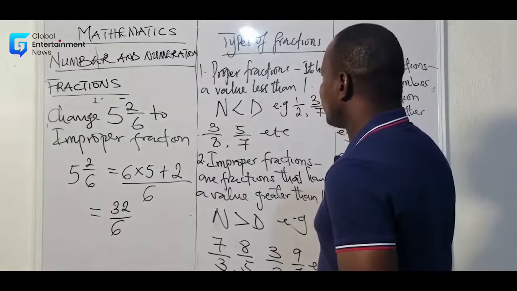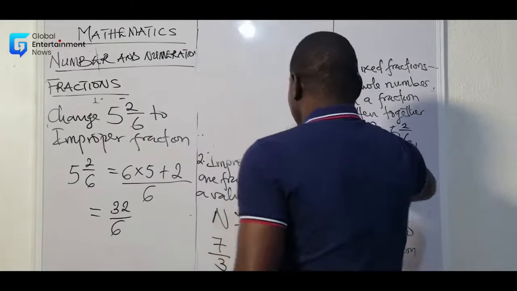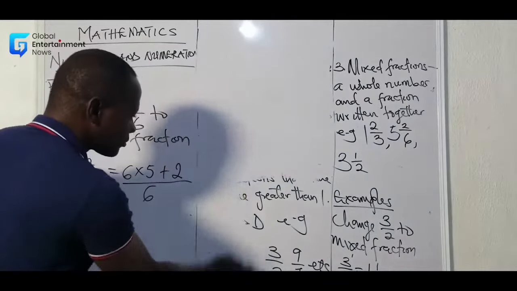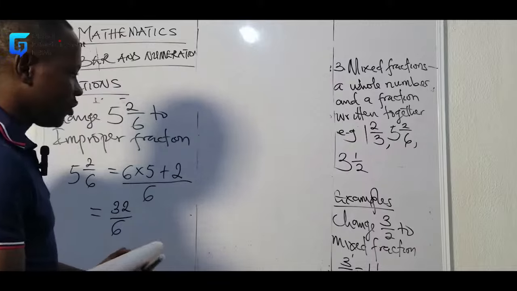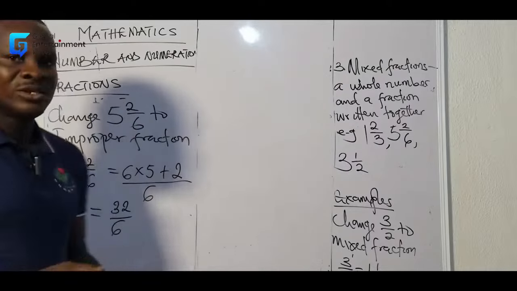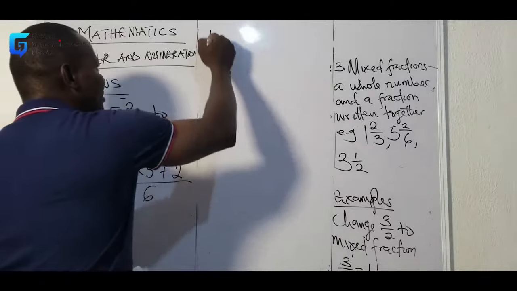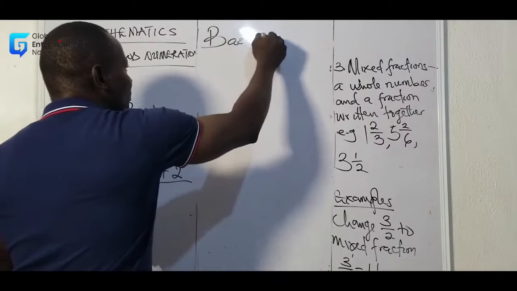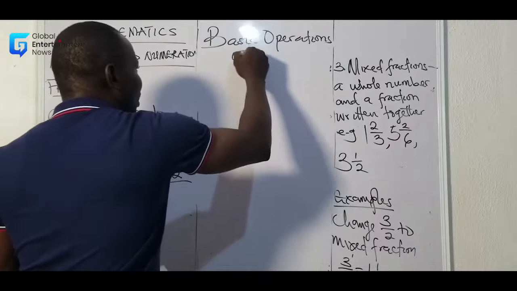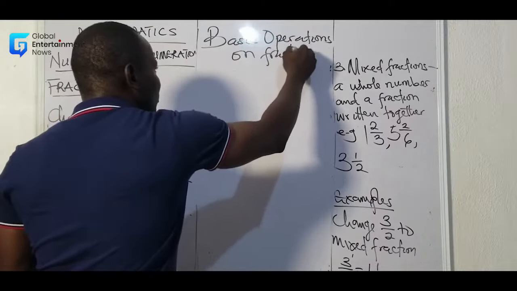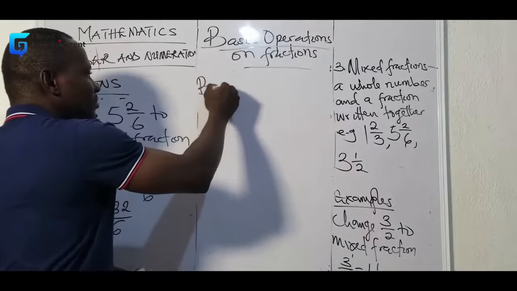That is how to convert from mixed to improper and from improper to mixed. And now, let's quickly talk about some basic operations under fractions. Remember, the topic is number and numeration. So, basic operations on fractions.